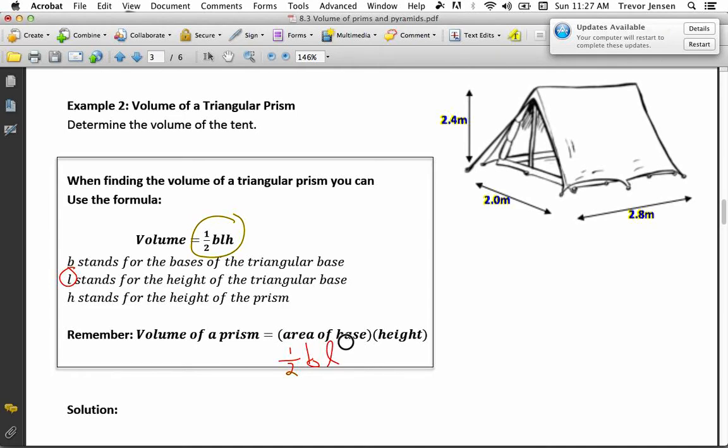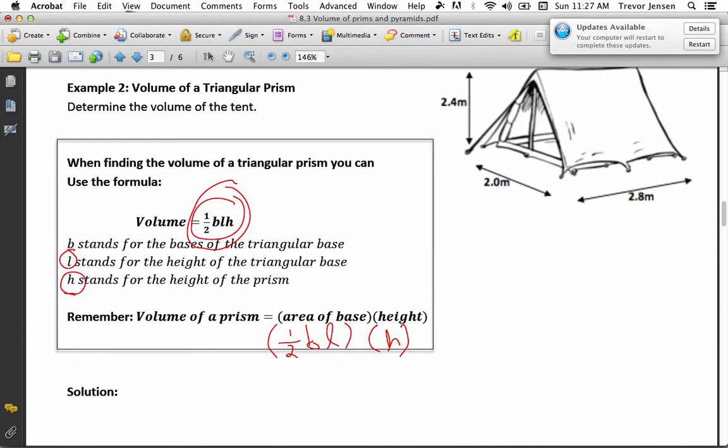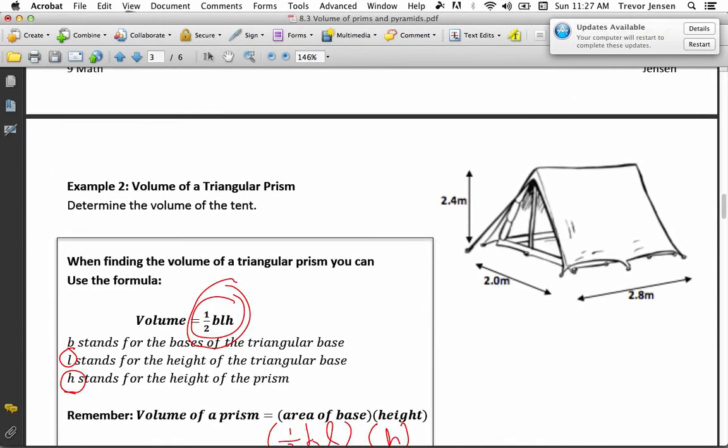So half times b times L, that's the area of the base. And then the height of the triangular prism, we're using the letter h for. So times h. If we combine this all together, that's where we get half times b times L times h. We just have to be able to then label our diagram properly.